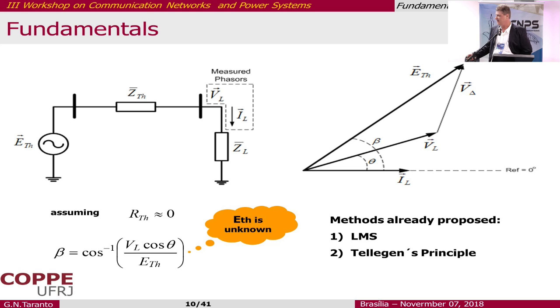How can I find the 2 parameters? If I don't know, I guess. Okay? There are methods already proposed in the literature that use least mean square, and also Tellegen's principle. The patent used method number 1, and Professor Gubina and Gregor Verbič used Tellegen's principle. And we came up with a different algorithm when I did my sabbatical leave in Italy, at CESI in Milano.